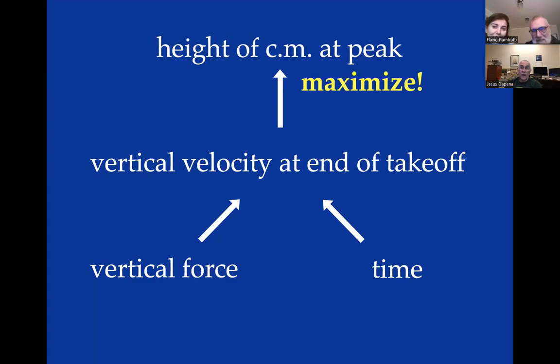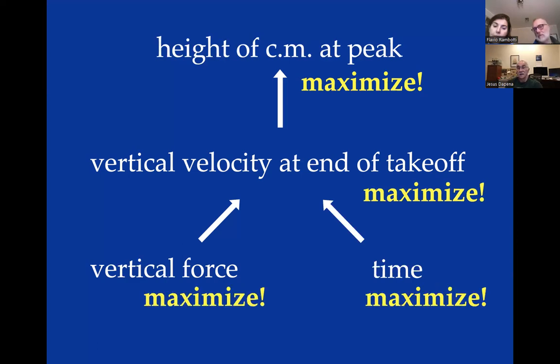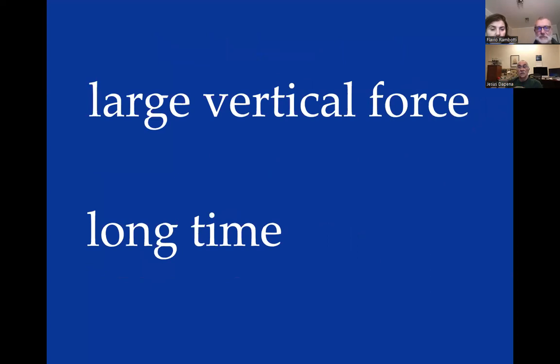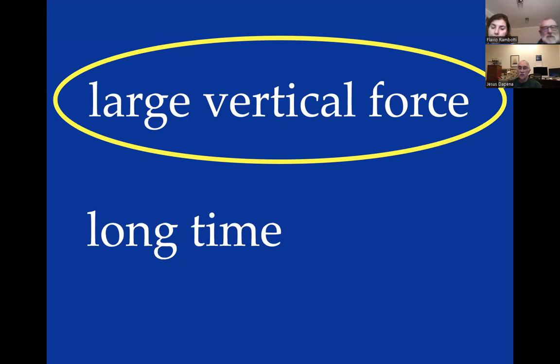So we want to maximize the height of the center of mass at the peak, and therefore we need to maximize the vertical velocity at the end of the takeoff, vertical force, and time. So we need to receive a large vertical force over a long time. First we will look at how to receive a large vertical force. For this we need to know a little bit about muscle mechanics.